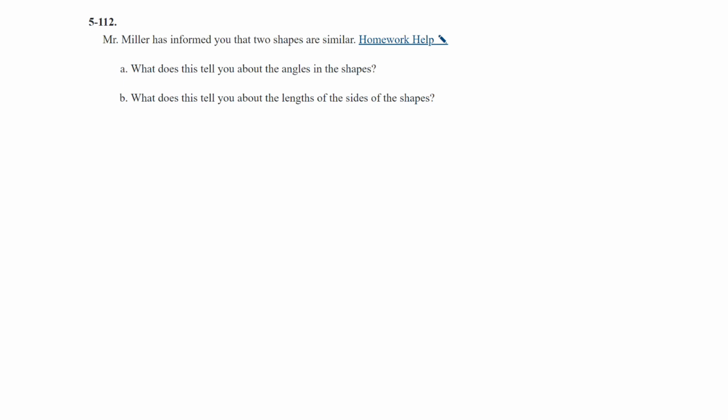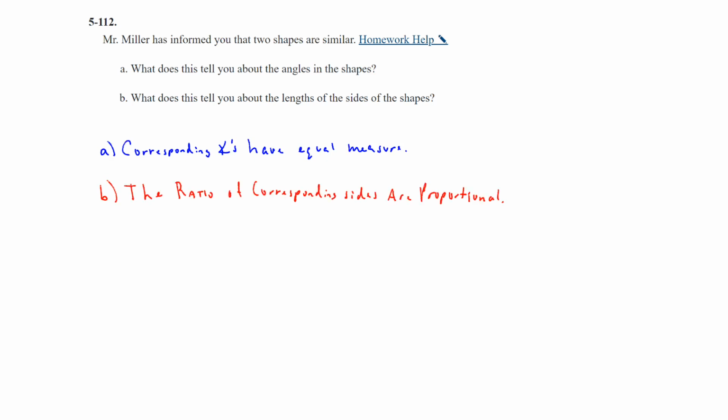Question 112. Mr. Miller has informed you that two shapes are similar. What does this tell you about the angles in the shapes? If two shapes are similar, then we know that the corresponding angles have equal measure. And then for part B, what does this tell you about the lengths of the sides of the shape? We know that the ratio of the corresponding sides is in proportion. And that answers question 112.